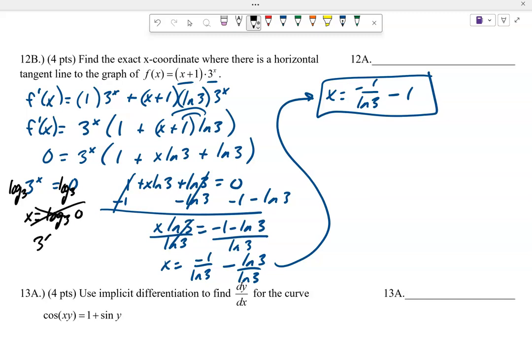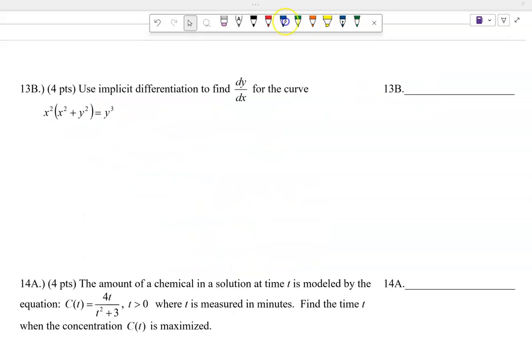The other way you can think about that, where does 3 to the x equal 0? Well, if you graph 3 to the x, it looks like this. It never does hit 0, right? There is no x value. It's always above the x-axis. It has a horizontal asymptote at y equals 0, so it'll never hit there. So nothing comes of that. You only have the horizontal tangent at that x value listed right there.